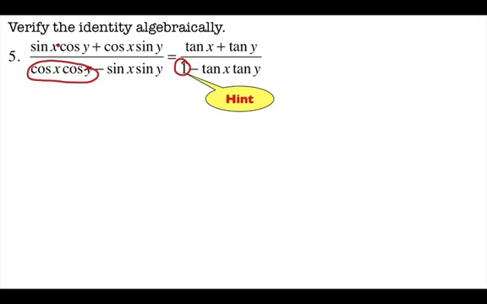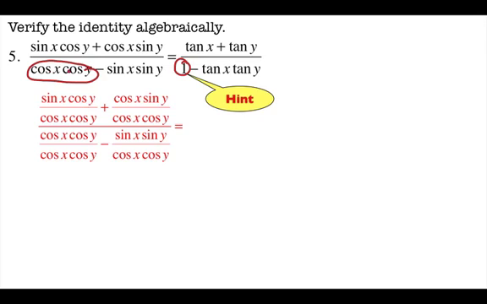I have to divide every single term that you see here in the binomial, in the numerator, binomial in the denominator. So this is what I get. Cosine of x, cosine of y, cosine of x, cosine of y, divided by cosine of x, cosine of y. And every term that you see here is divided by cosine x, cosine y. And then at this point, you should see that this becomes 1.